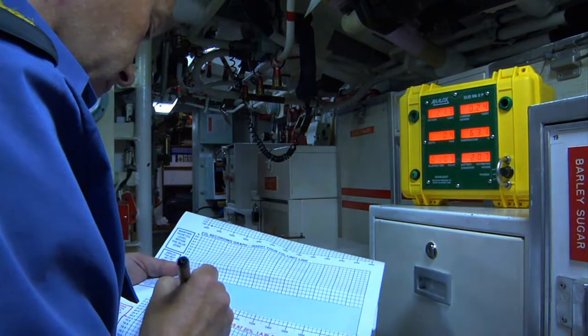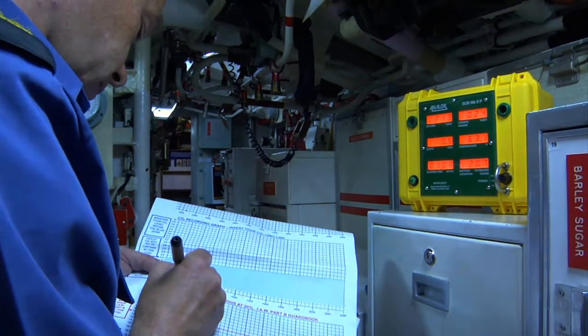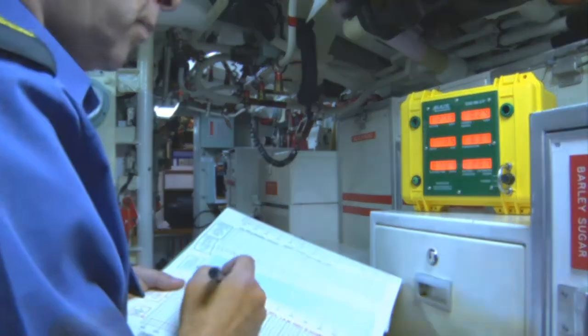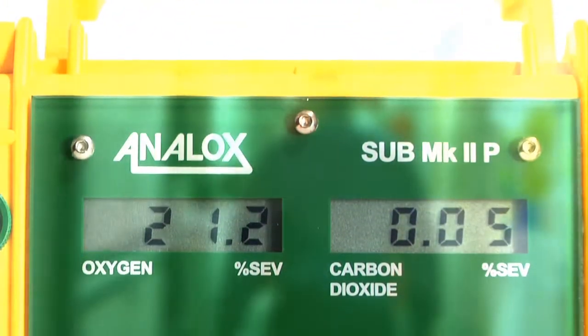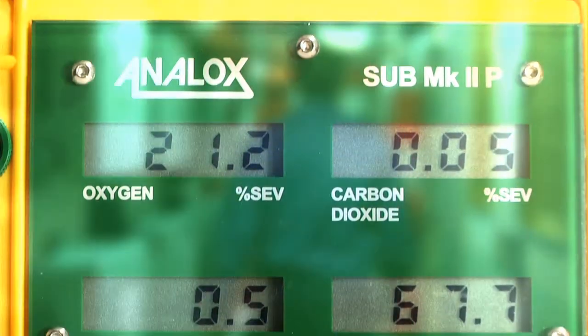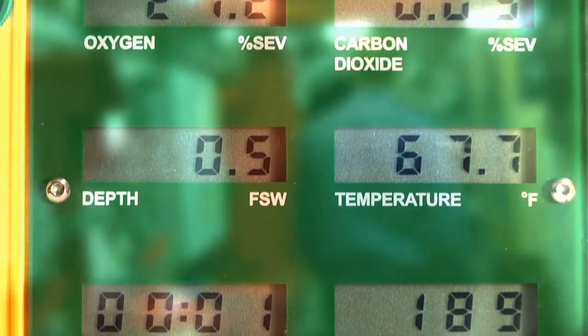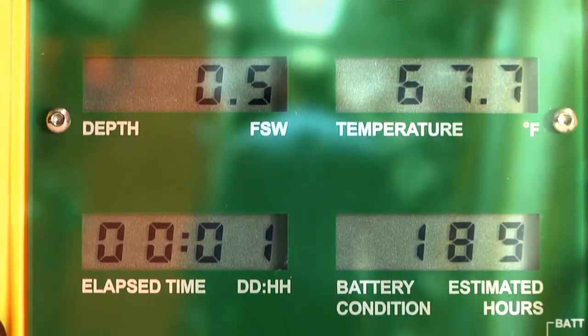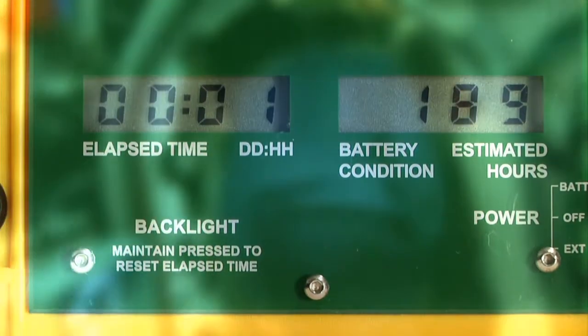Take readings of the oxygen, CO2, and pressure every 30 minutes, and plot the reading on the associated graph in the guard book. The Sub-MkIIP provides accurate partial pressure readings of oxygen and carbon dioxide, giving the submariners the vital information they need to maintain the atmosphere safely. The Sub-MkIIP also offers readouts of the temperature and pressure in the escape compartment.